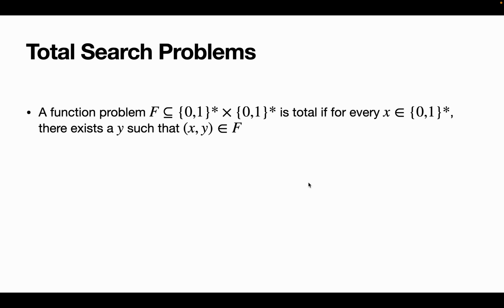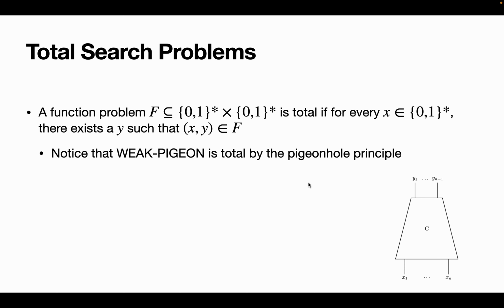We're going to be interested in total function problems. These are problems where for every input, there exists a solution. More formally, for every x in {0,1}*, there exists a y such that (x,y) is in the relation. Notice that weak pigeon is total. There are 2^n inputs to the circuit and 2^(n-1) outputs of the circuit. And by the pigeonhole principle, that means that 2 inputs must map to the same output. So a collision x1, x2 has to exist.